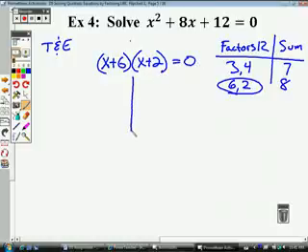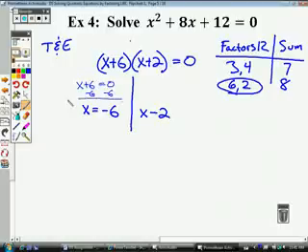So when I split it, what's my answer going to be? That's right, x minus 6, x minus 2. Why? Because remember, I'll just fill it in here. And over here. Okay, so you got two answers. X equals -6 and -2.